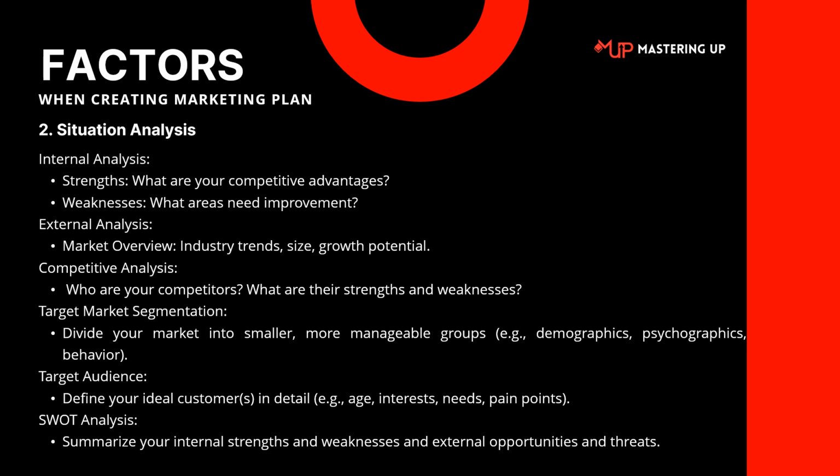External analysis. Market overview. Industry trends, size, growth potential, etc. Competitive analysis. Who are your competitors? What are their strengths and weaknesses? Target market segmentation. Divide your market into smaller, more manageable groups, for example demographics, psychographics, behaviors, etc. Target audience. Define your ideal customers in detail, for example age, interest, needs, pain points, etc. SWOT analysis. Summarize your internal strengths and weaknesses and external opportunities and threats.